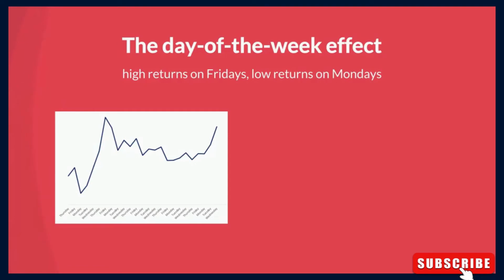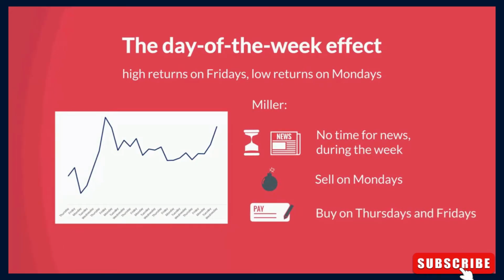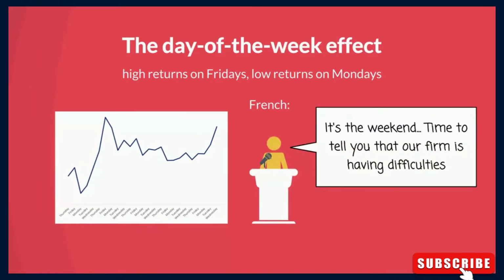One possible explanation, proposed by Nobel Prize winner Merton Miller, is that investors don't have time to read all the news immediately, so they do it over the weekend. The first day to respond to the negative information is on Mondays. Then, during the week, their advisors give them new positive information, and they start buying on Thursdays and Fridays. Another famous explanation is given by the distinguished financier Kenneth French, who suggested firms delay bad news for the weekends, so markets react on Mondays.